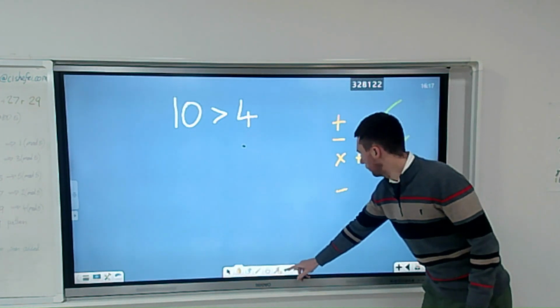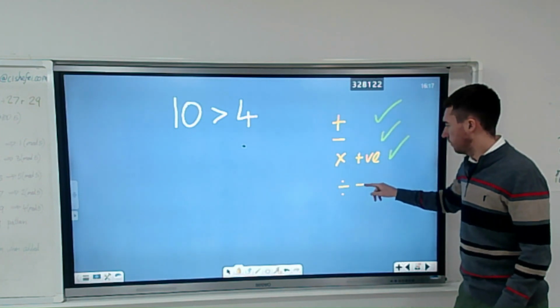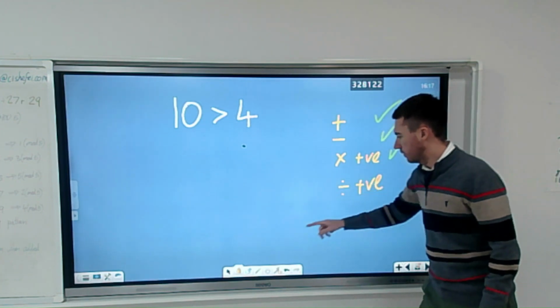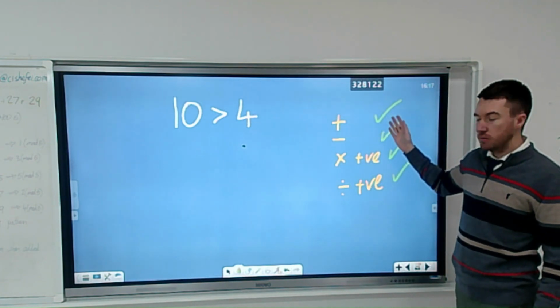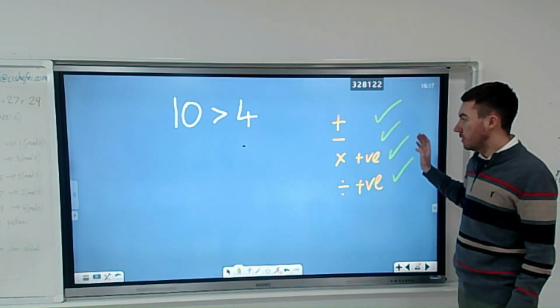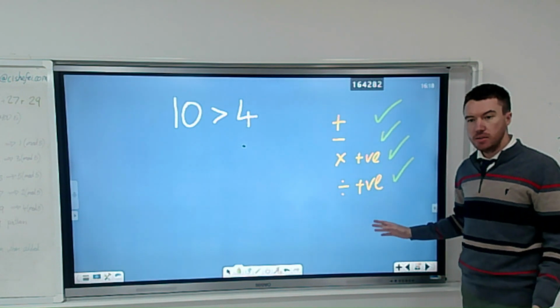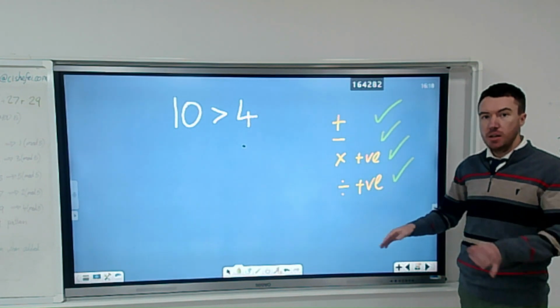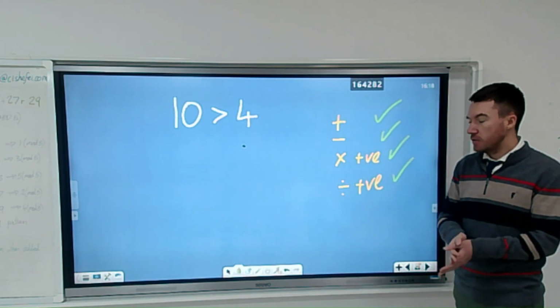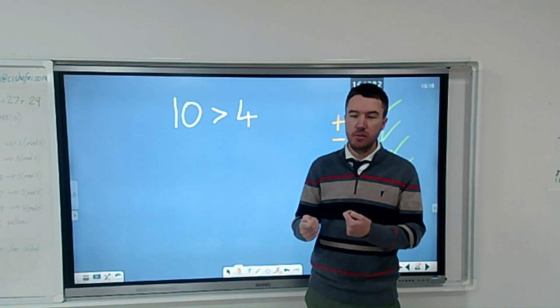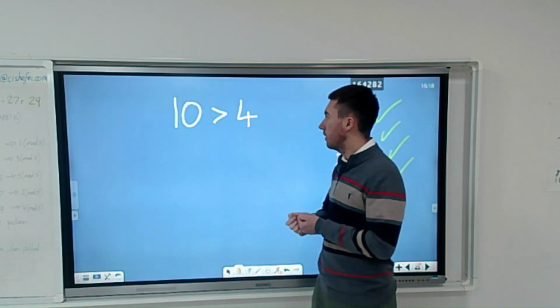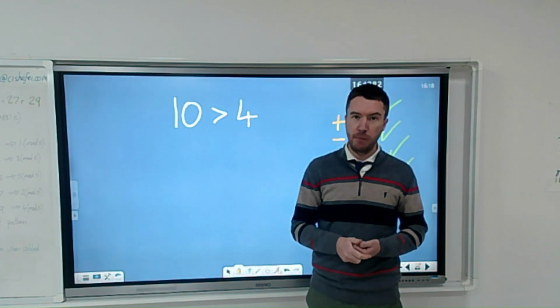We've added both sides, minus both sides, times by a positive number on both sides, and divided by a positive number on both sides. And every time it was fine, just like an equation. However, if we times or divide by a negative number, it doesn't work anymore.